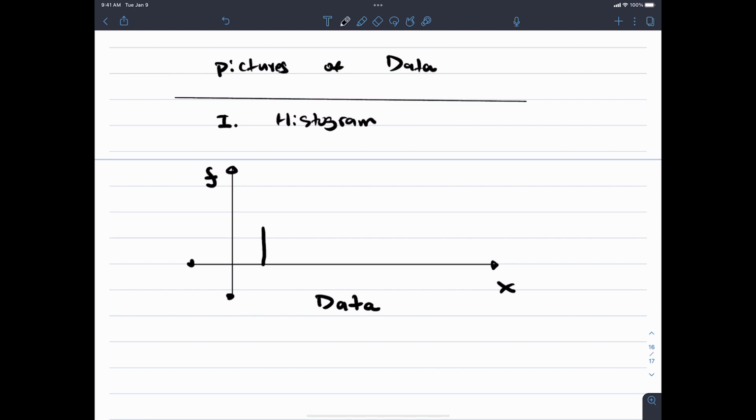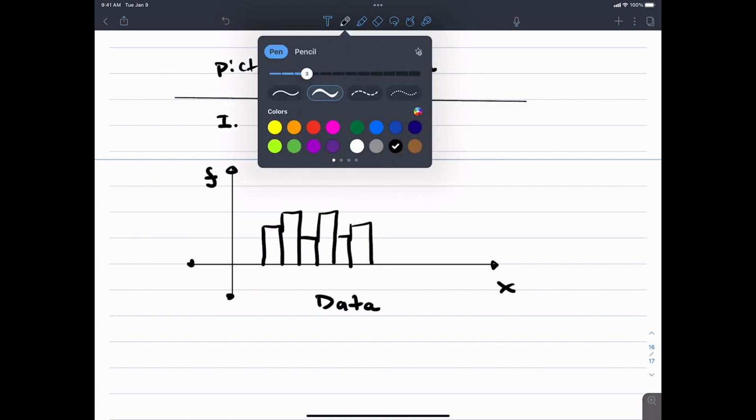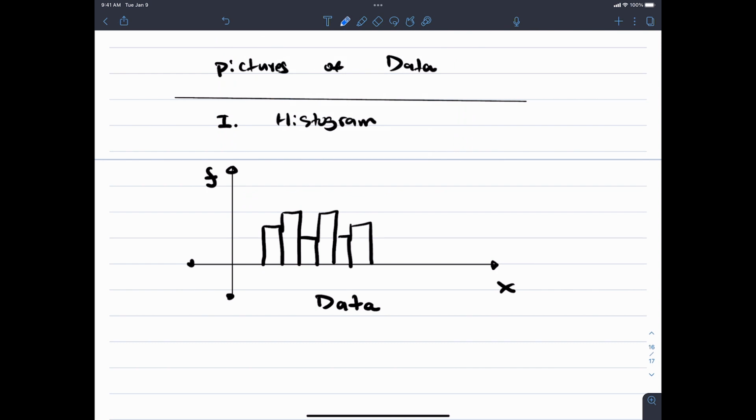To remind you, a histogram looks like this. What do you think this is? If you had to describe it to somebody, what would you say to yourself? This looks like a bar chart. And these bars represent the frequencies, but they're rectangles. Do you see what I'm saying? You've got these rectangles and these data values.